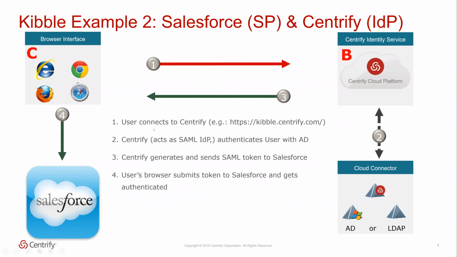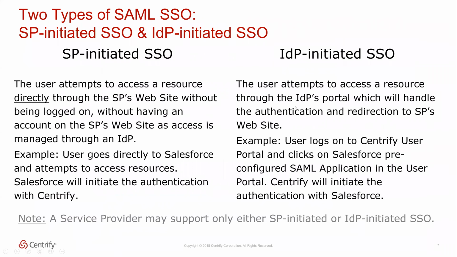And if you notice, in this diagram there are fewer arrows. So what's happening here is there are actually two types of SAML single sign-on. The first one that I showed you is called SP initiated single sign-on. And the second one is IDP initiated single sign-on. Now that's a term, but really just, read it.